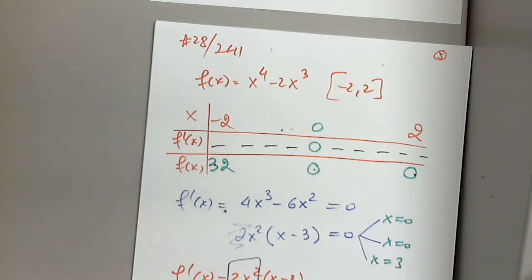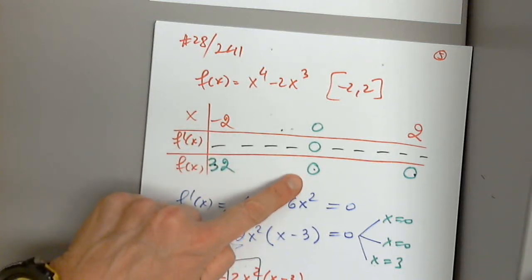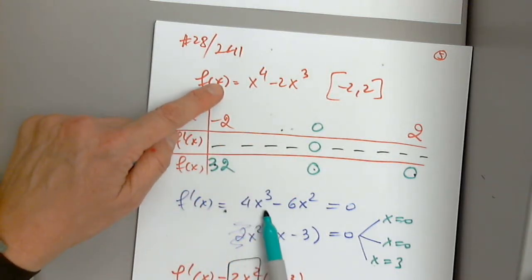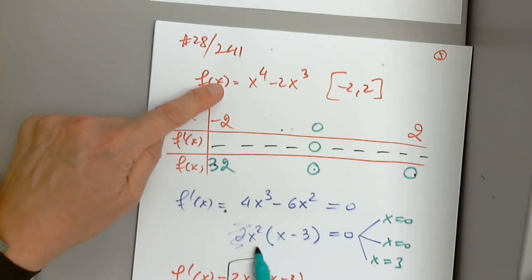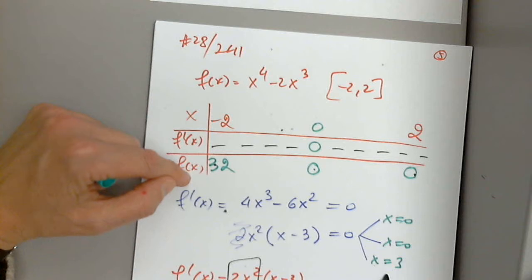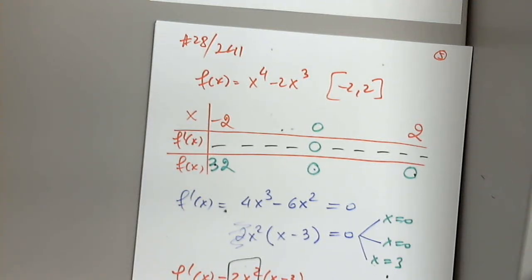How is that possible? 4x cubed minus 6x squared. We had 0, 0. Did I put in the correct function? You did the f of x, didn't you? Did you get the same answer? Yeah. Minus 2x cubed with 2 and negative 2. Okay, and at 32 and 0. But let's think for a moment.